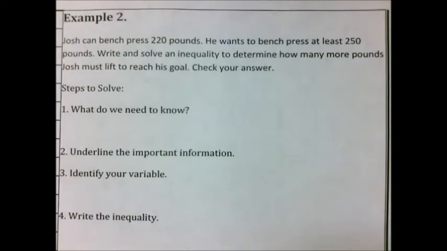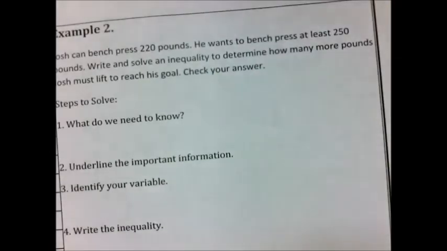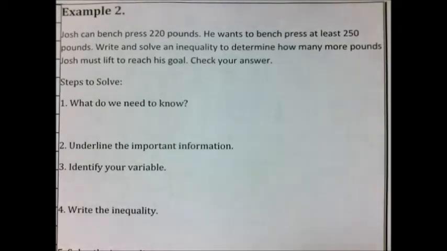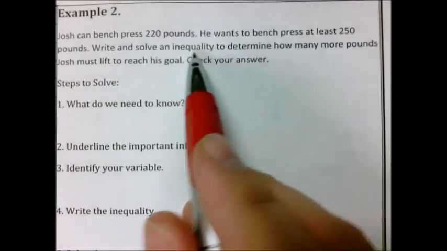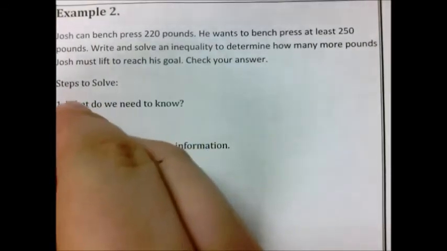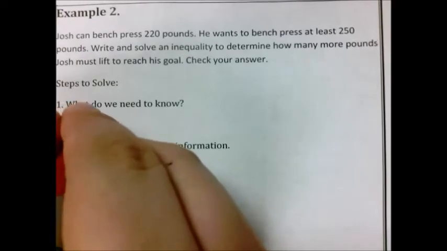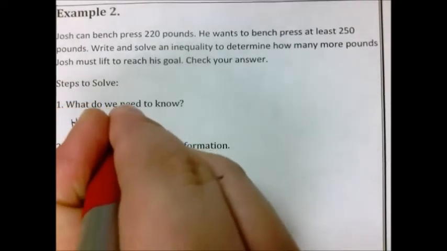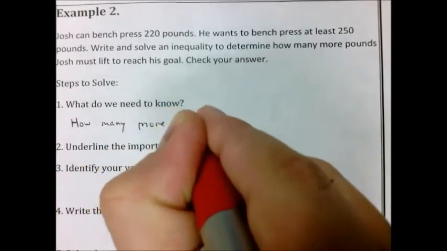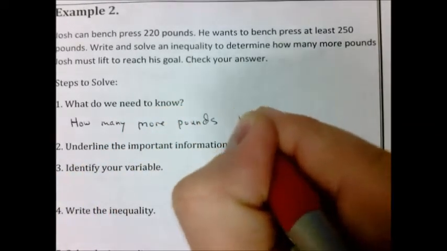Okay, so what I did is I made a couple of steps to be able to solve this equation. So let's work through it. The first thing we need to answer is the question, what do we need to know? And that part is written right here. Determine how many more pounds. So what we need to find out is how many more pounds Josh must lift.